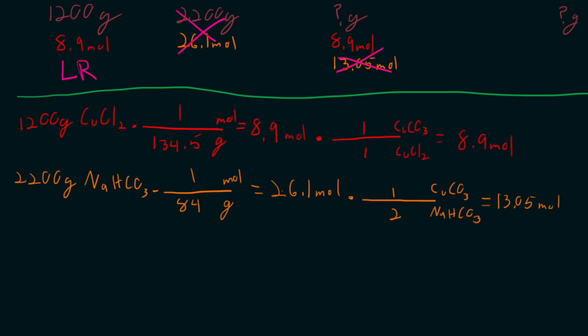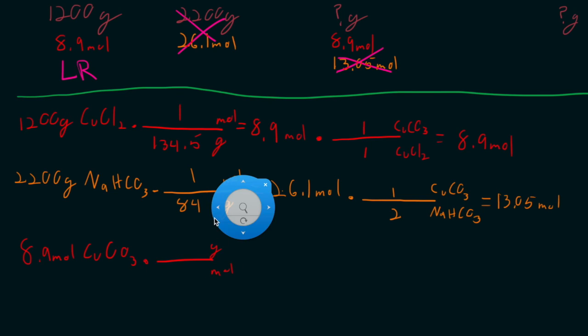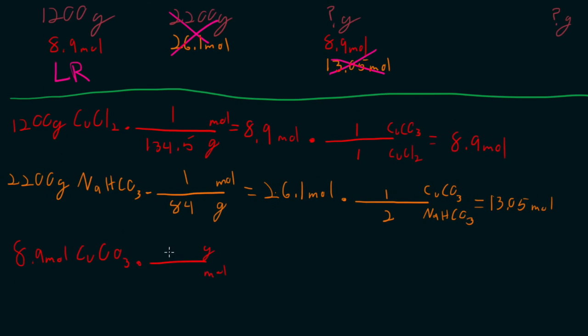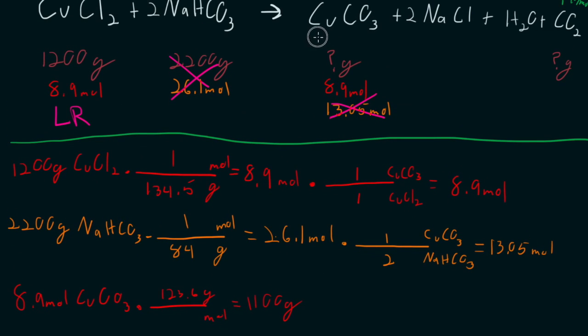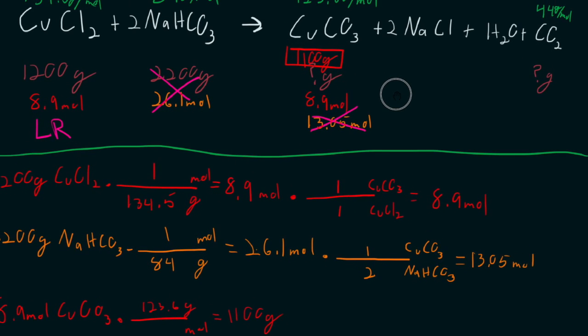Okay, let's do that. So we're going to go 8.9 moles CuCO3. Then we're going to go from moles to grams. And that number was 123.6. Okay, so we know we make 1,100 grams of CuCO3. So that's one of our answers. But then we need to know, how many grams of CO2 do we make?